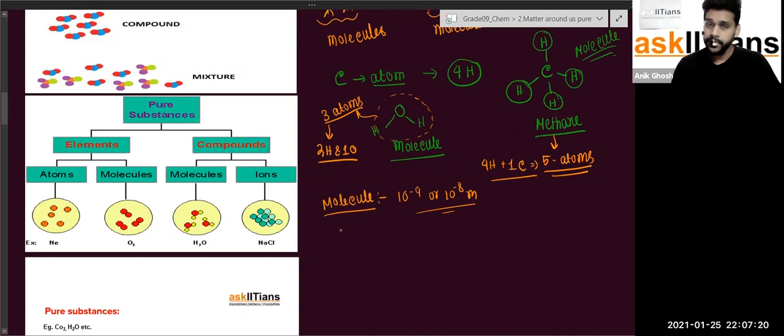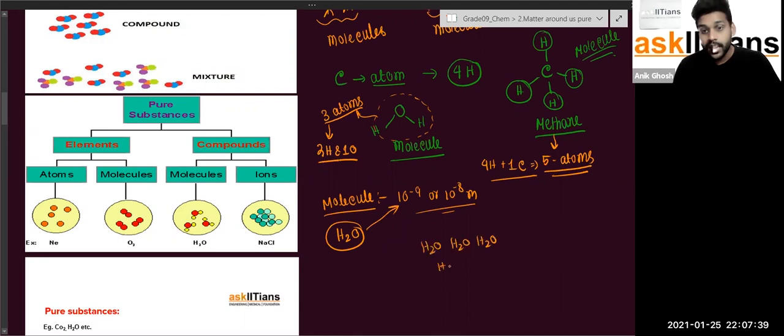But think about water. Water is a molecule, and it is of this size. But we can see water. How can we see water? Because there are so many water molecules together in there.